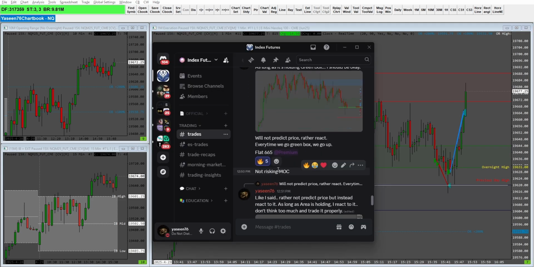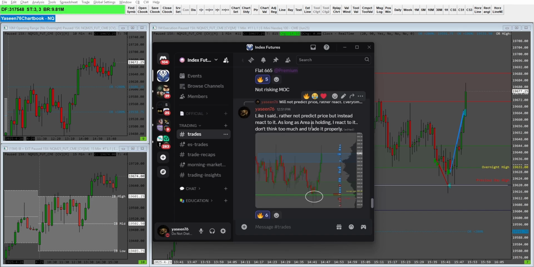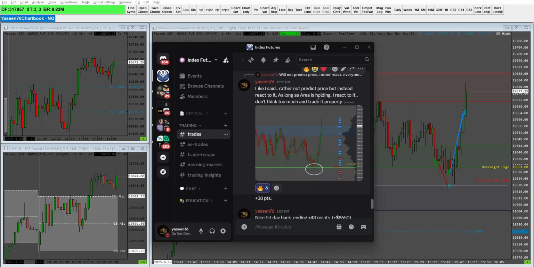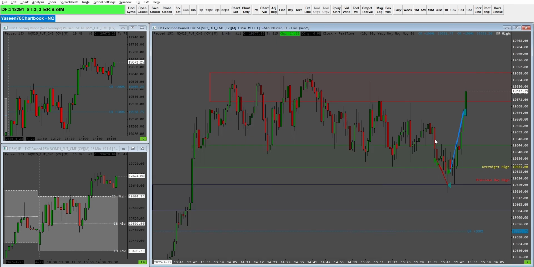Flat at 665 MOC, like I said, I'd rather not predict price, but instead react to it. As long as the area is holding, I react to it. Most people lose because they think too much. They have analysis paralysis. All you need to do is simply react. You see an area where there's sellers, you sell. You see an area where there's buyers, you buy. There's no need to make it complicated.